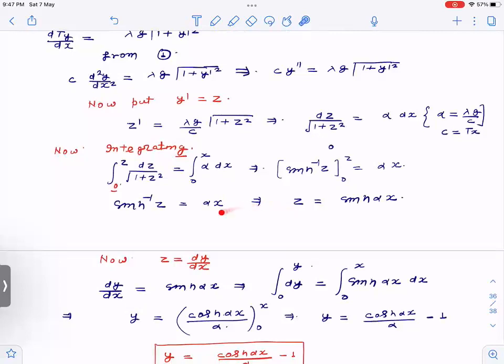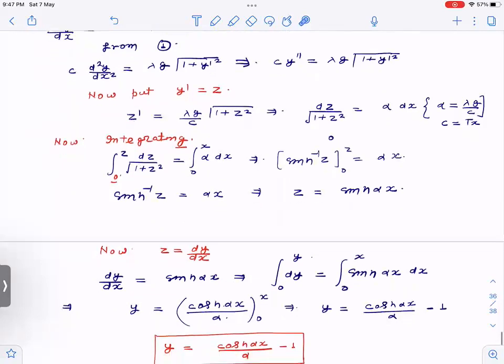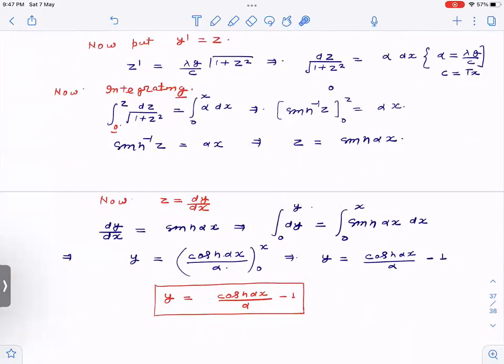So we are now going to the next step. z is dy by dx. We put dy by dx here. This is the sine hyperbolic function. And now integrate 0 to x and 0 to y. And now when you integrate this, y is equal to cos h alpha x divided by alpha, right?